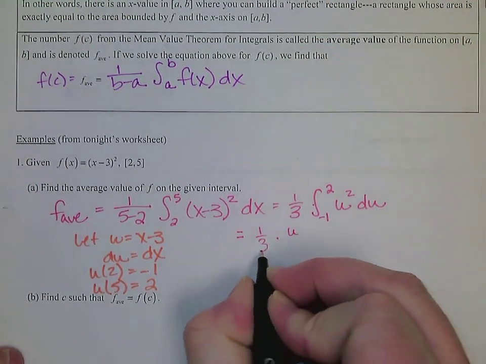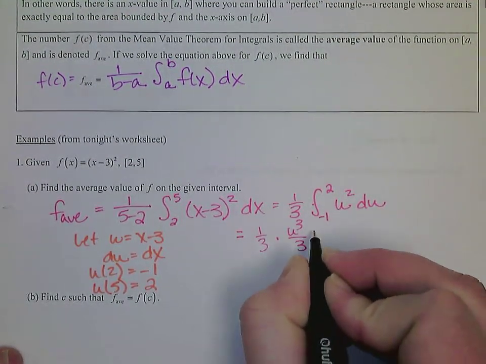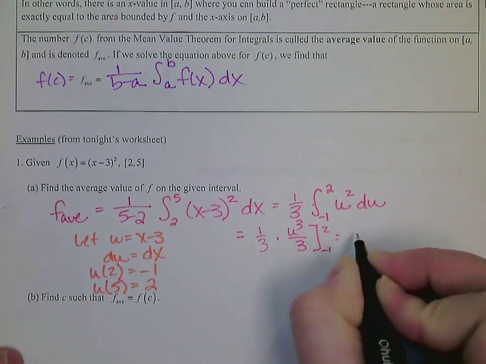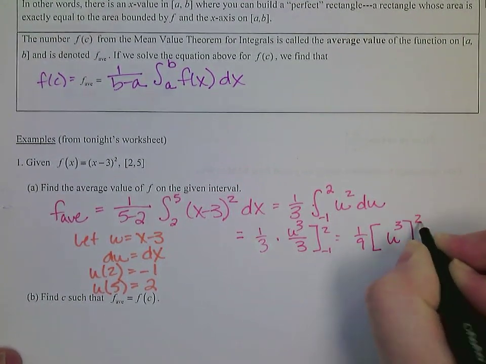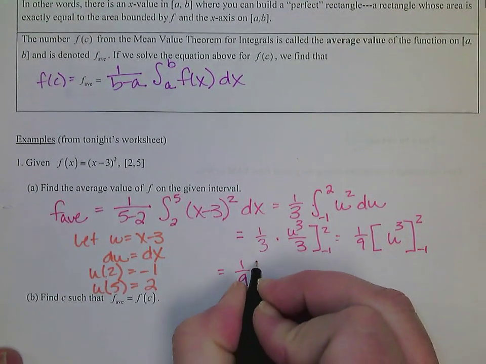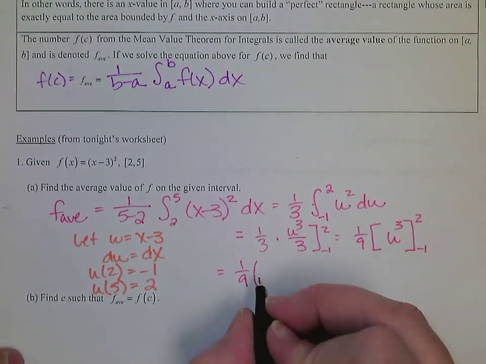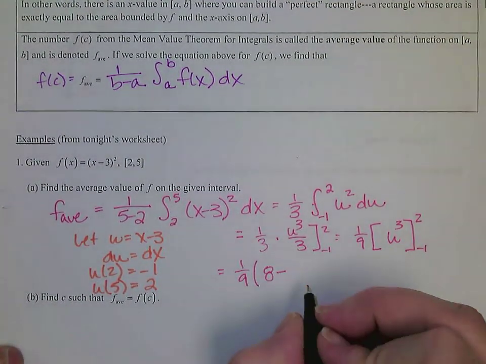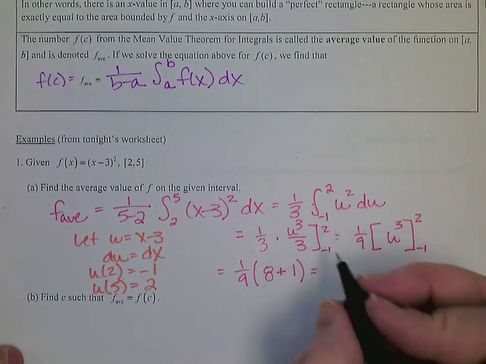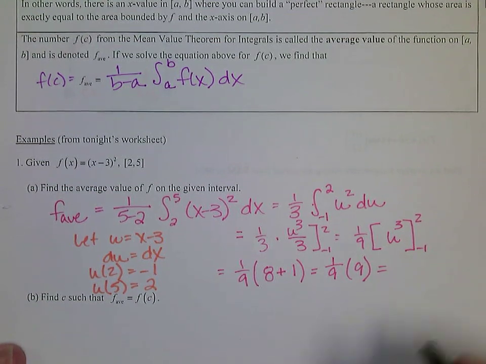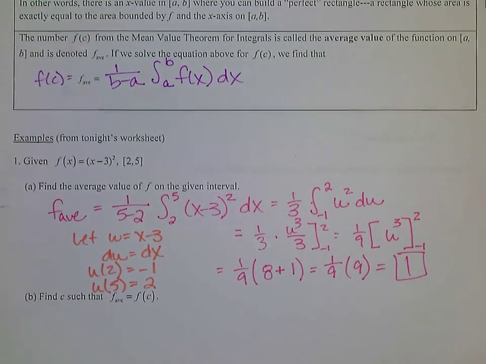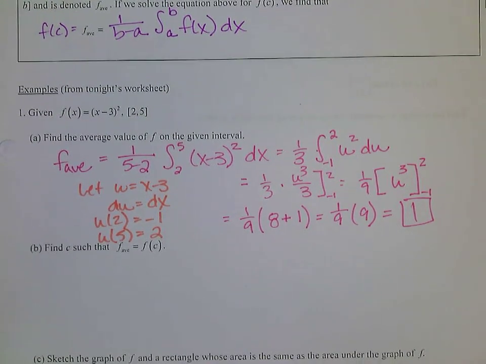1/3 times u cubed divided by 3, evaluated from negative 1 to 2, or 1/9 times u cubed, evaluated from negative 1 to 2. 2 cubed is 8, minus negative 1 cubed is negative 1. So I have 1/9 times 9. So the average value that the function x minus 3 squared attains between 2 and 5 is 1.